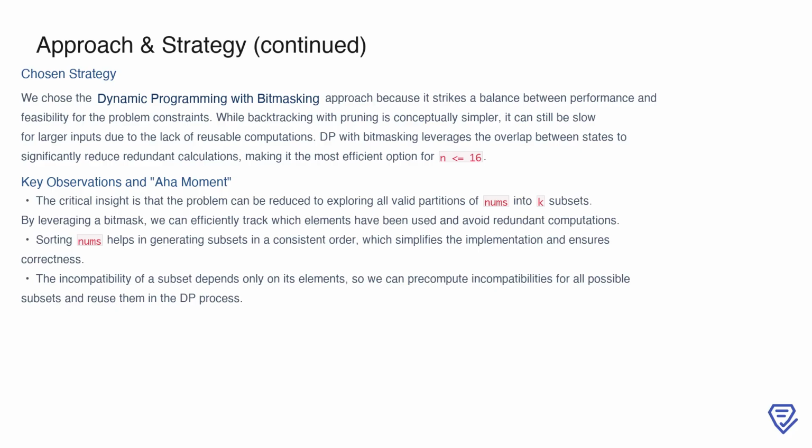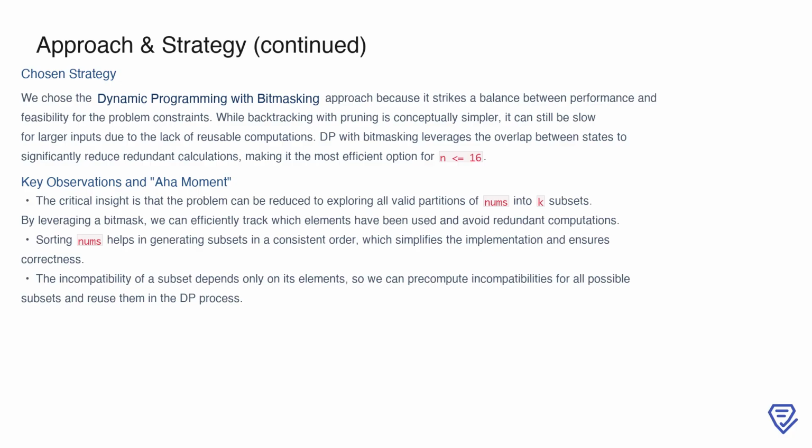A key insight that simplifies this approach is recognizing that the problem boils down to finding valid partitions of nums into subsets. Using a bit mask, we can efficiently track which elements have already been included in subsets. Sorting the input array helps maintain a consistent order when generating subsets, which not only ensures correctness but also simplifies the implementation. Another critical realization is that the incompatibility of a subset depends solely on its elements. This means we can pre-compute the incompatibility for all possible subsets and reuse these results during the DP process, further improving efficiency.